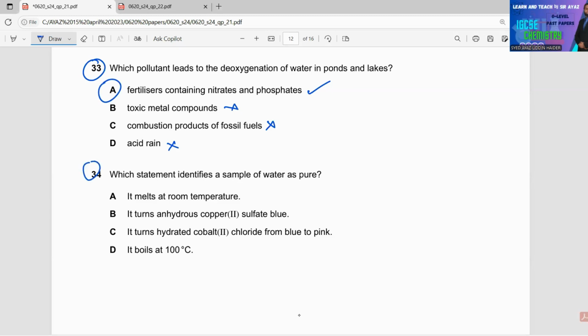34. Which statement identifies a sample of water as pure? Now they are saying water sample as pure. A, it melts at room temperature. Water does not melt at room temperature. The melting point of water is lower than room temperature.